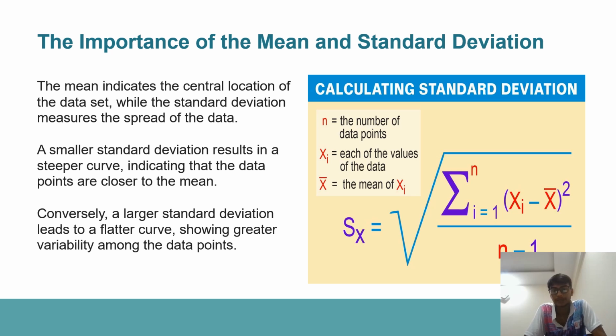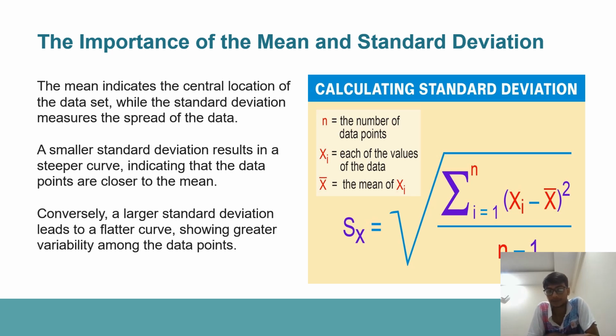Importance of mean and standard deviation. The mean indicates the central location of the data set, while the standard deviation measures the spread of the data. A smaller standard deviation results in a steeper curve, indicating the data points are closer to the mean. Conversely, a large standard deviation leads to a flatter curve, showing greater variability among the data points.